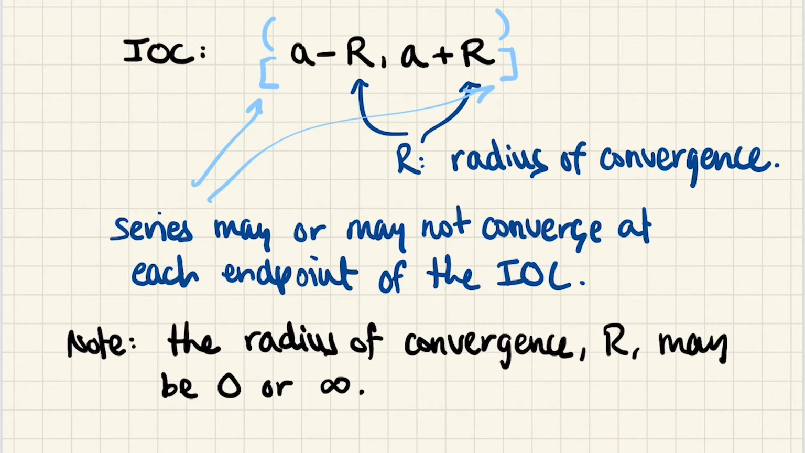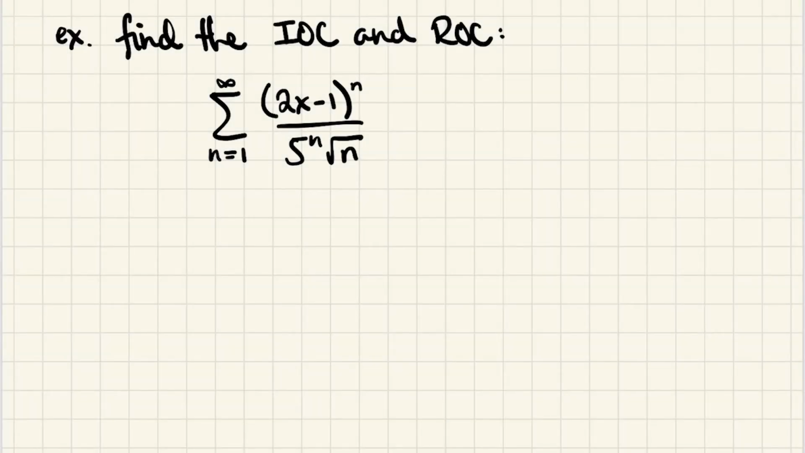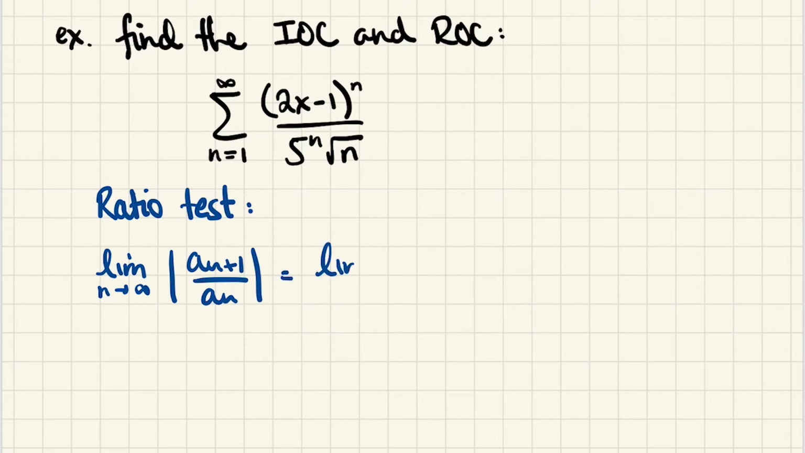So let's see a few examples where we simply recall the method for determining the radius and interval of convergence for a power series. All right, so let's find the interval of convergence and the radius of convergence for this power series. The typical way that we do that is via the ratio test. So the ratio test has us evaluating this limit, a_(n+1) over a_n. So a_(n+1) would be this thing with all the n's replaced by n plus 1.